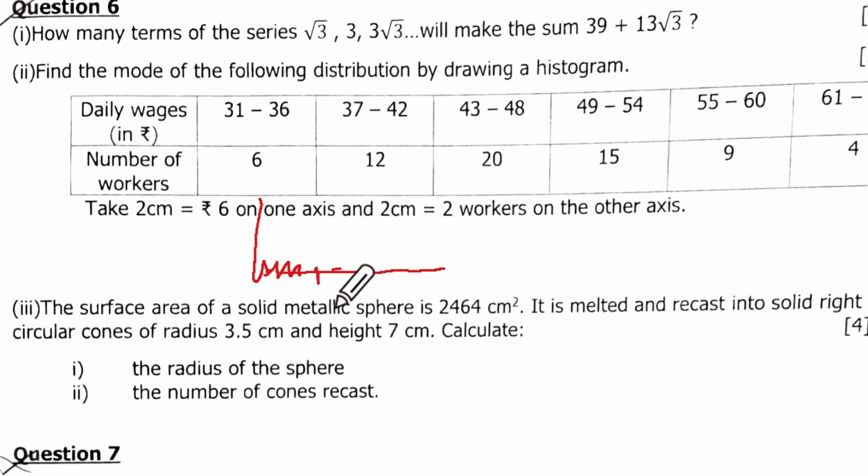Understanding? And this will be your 30.5. Then take 2 centimeters equal to 2 workers' daily wages. So this will be 2 centimeters equal to 6. So this will be 36.5. Then this 2 centimeters will be 42.5. Did you understand? And then you have to draw the histogram.